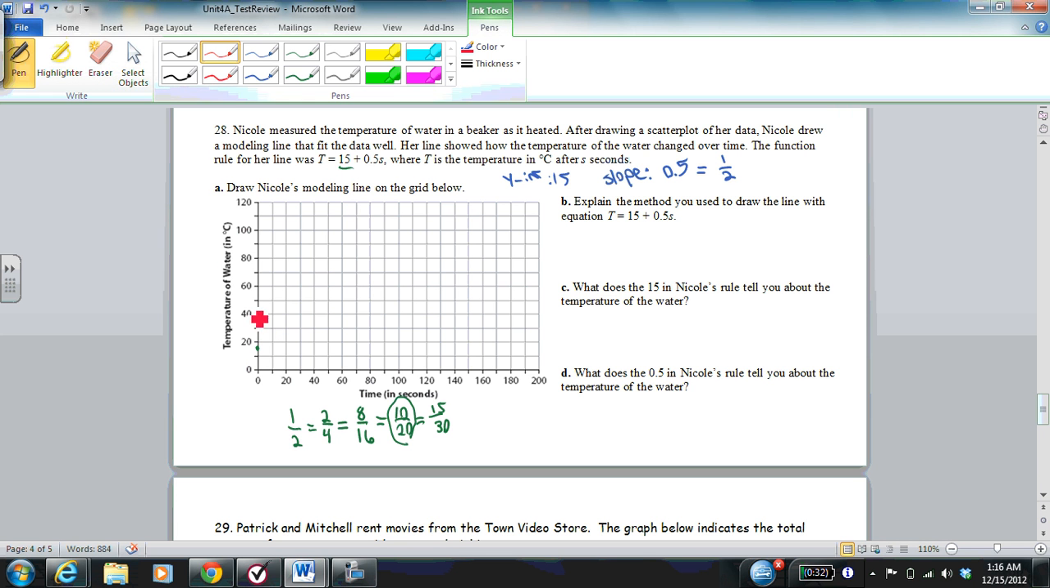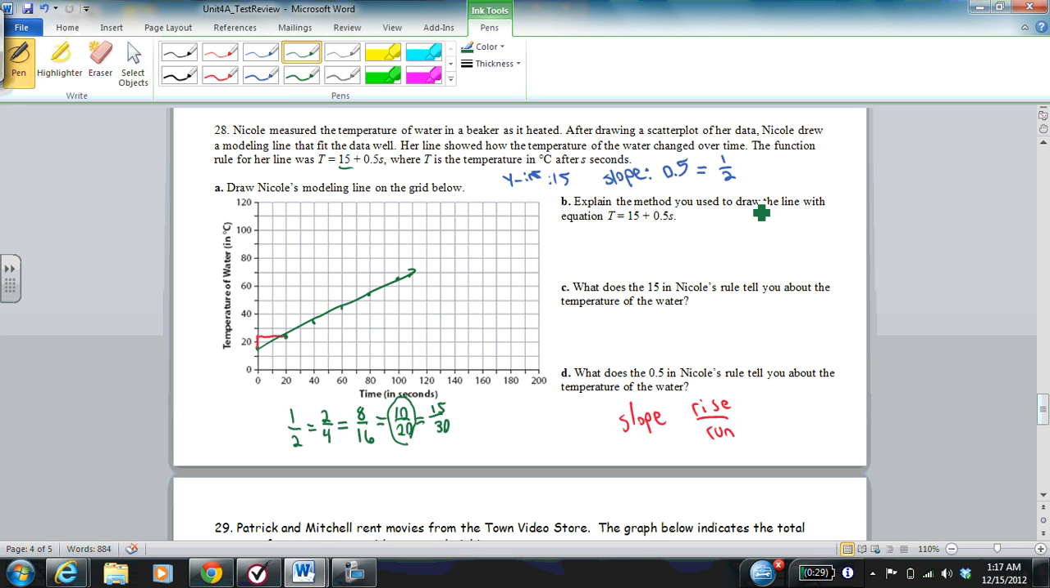So I will go up 10 and over 20. Because slope, when seen on a graph, is rise over run. So I rose 10 and I ran 20. That allows me to plot the next point on the graph. And I'll rise 10, run 20, and repeat, until I have enough points to extend that line. And that is a nice, good-looking graph.